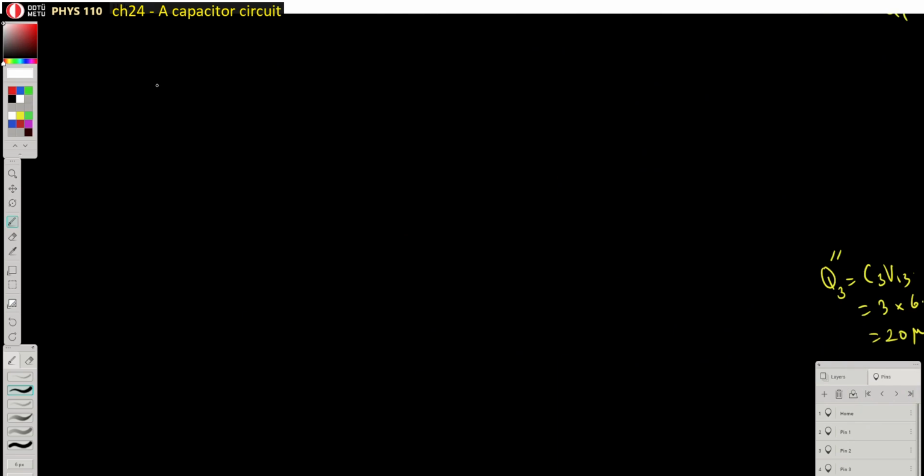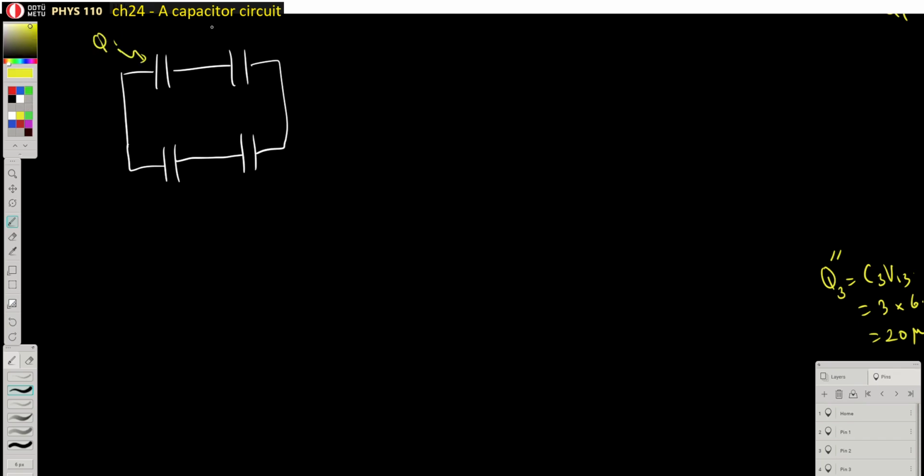So let me summarize the results like that. Initially, we had these 4 capacitors where the charges were Q1, Q2, Q3, Q4. All of these values were equal to 30 microcoulombs.